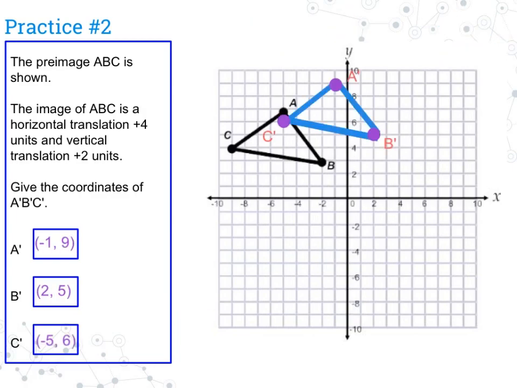How did you do? Were you able to move the triangle correctly? Make sure that your triangle matches my triangle on your notes, and that my points match your points on the notes. Let's move on to the next one.